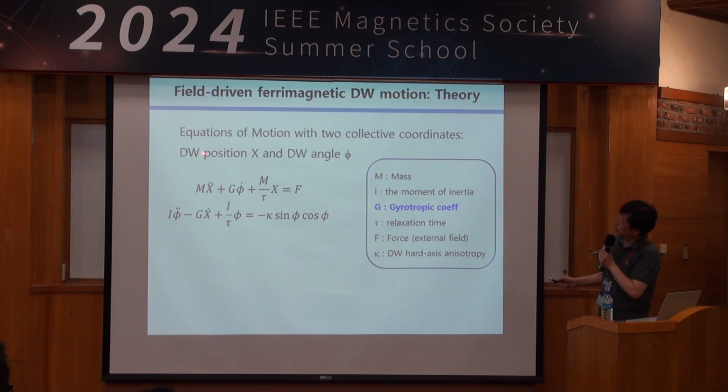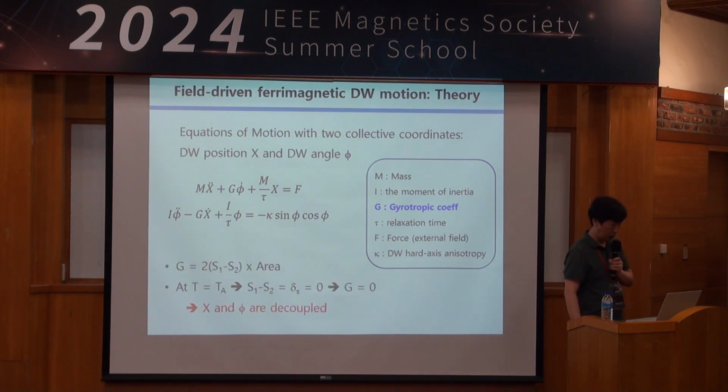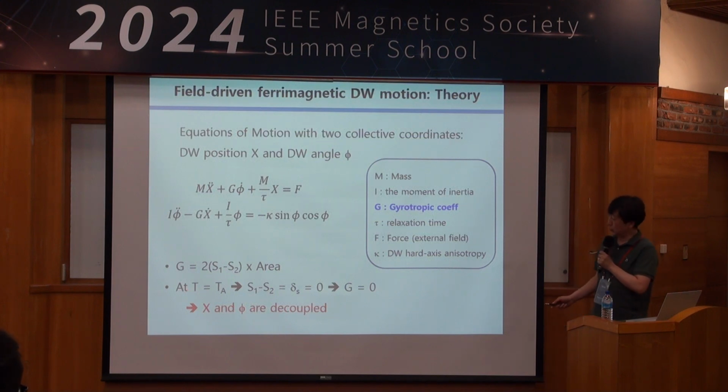Here we use the dominant position x and dominant angle phi as variables, and then we arrived at these two coupled equations of motion. There are many terms, but in this part the important term is g, called the gyrotropic coefficient. This gyrotropic coefficient is proportional to the net angular momentum, which means that when your temperature is at the angular momentum compensation temperature, the net angular momentum becomes zero. In other words, G is zero. So you drop these terms.